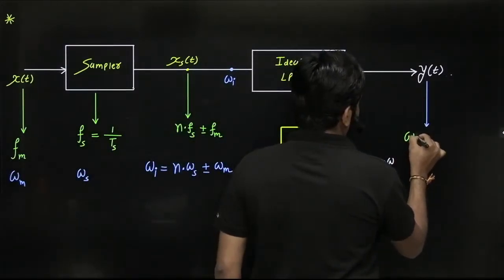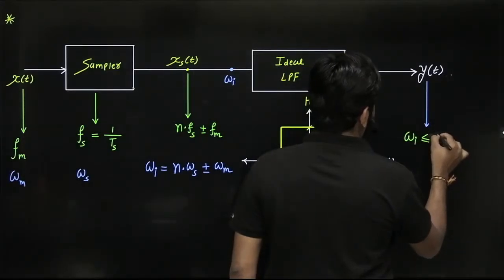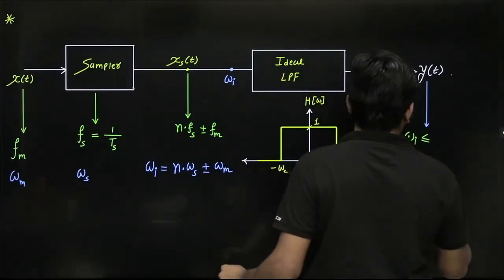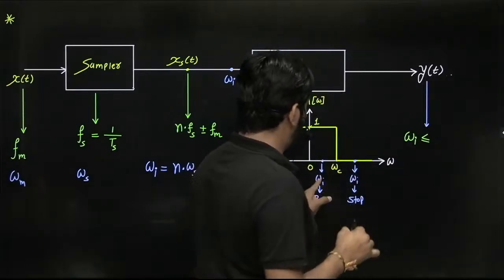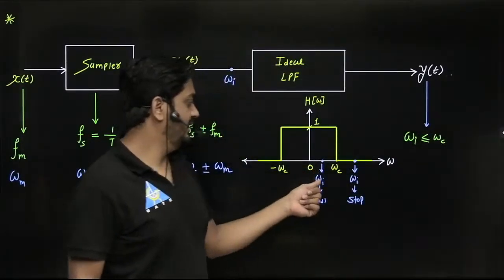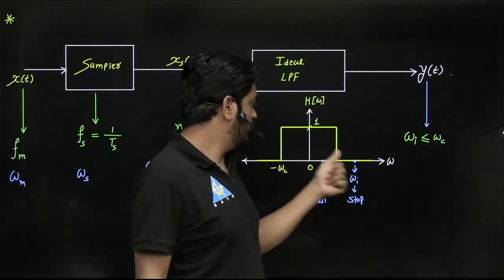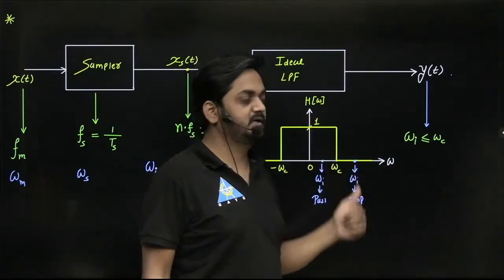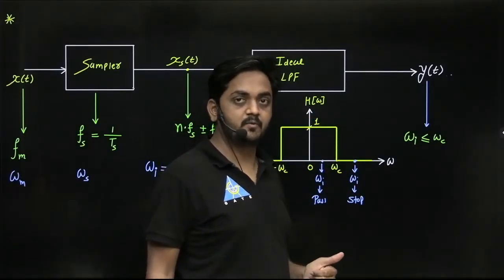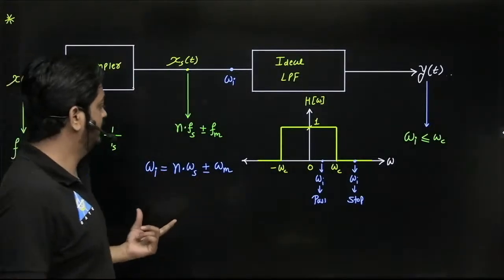Omega I less than or equal to omega c. If omega I is less than or equal to omega c, then it will pass through this low pass filter, and if omega I is greater than omega c, then it will be rejected by this low pass filter. Remember this. Now what about n omega s plus or minus omega m?